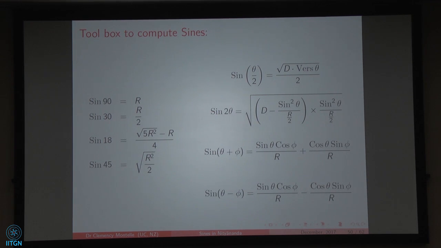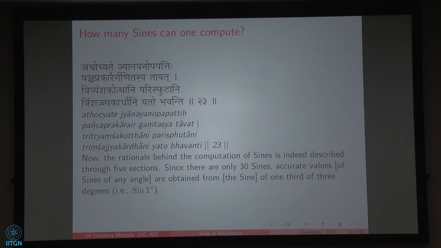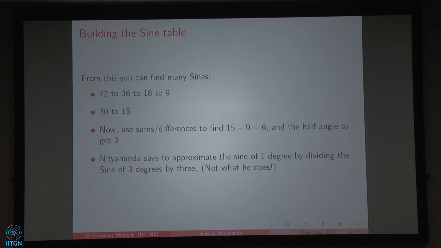Okay, so stepping right back, now that we have our new toolbox, we've got all of these sine of 90, sine of 30, sine of 18, sine of 45, we've got these half and double angle formulas, and now we've got these two lovely addition and subtraction formulas. We can in fact use these to find our 30 sines that Nityananda was talking about. But remember, we need to get to 90. So how do we get these 30 sines? How do we use the sum and difference?